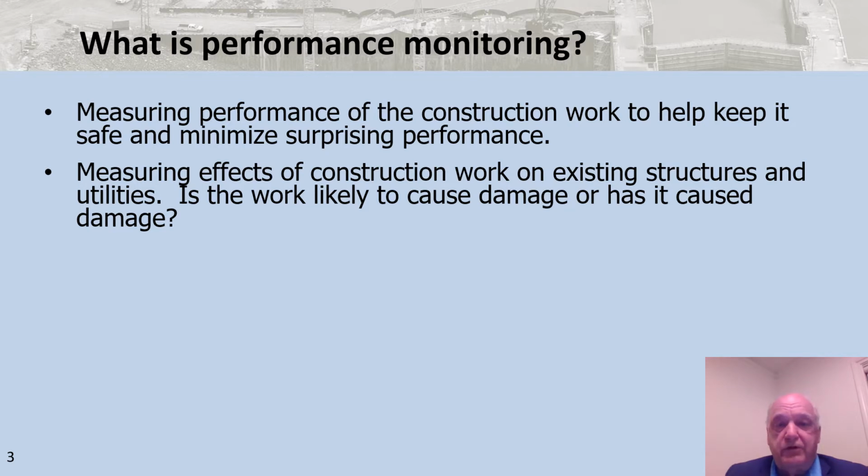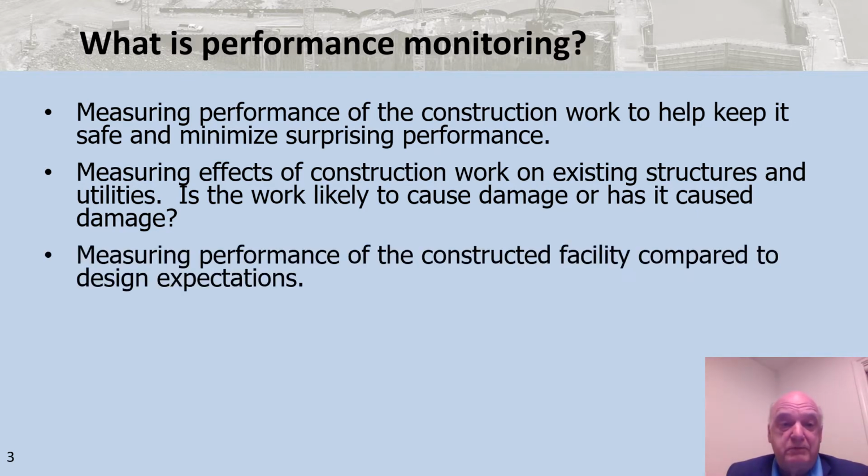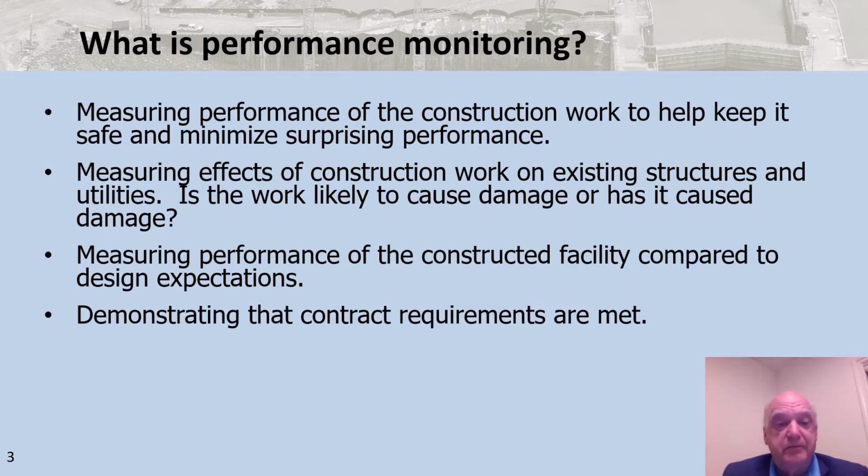We measure the effects of the construction work on existing structures and utilities in order to help minimize the chance of damage to those. If we damage them, we usually have to pay or get into a dispute, and that can be quite expensive. We measure performance of our design to compare to design expectations. How good were the designer's assumptions? How are the site conditions actually behaving? And we measure performance to demonstrate that the contract requirements are being met.